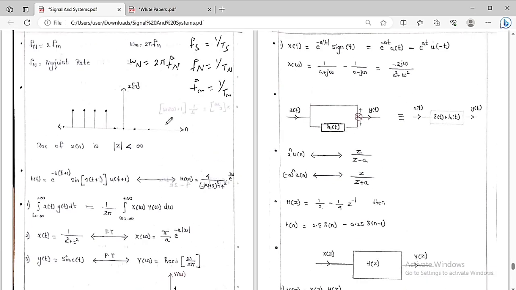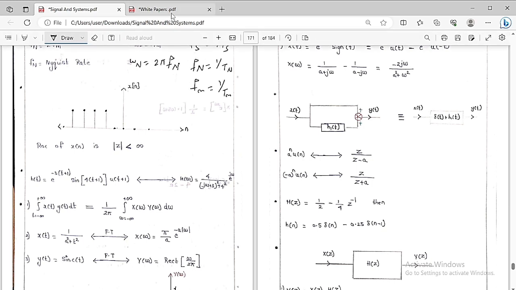Suppose you take a discrete time signal, x of n. As you can see, this is a discrete time signal. You can say it's a finite signal with finite duration. So what is the ROC of x of n? We need to figure that out.